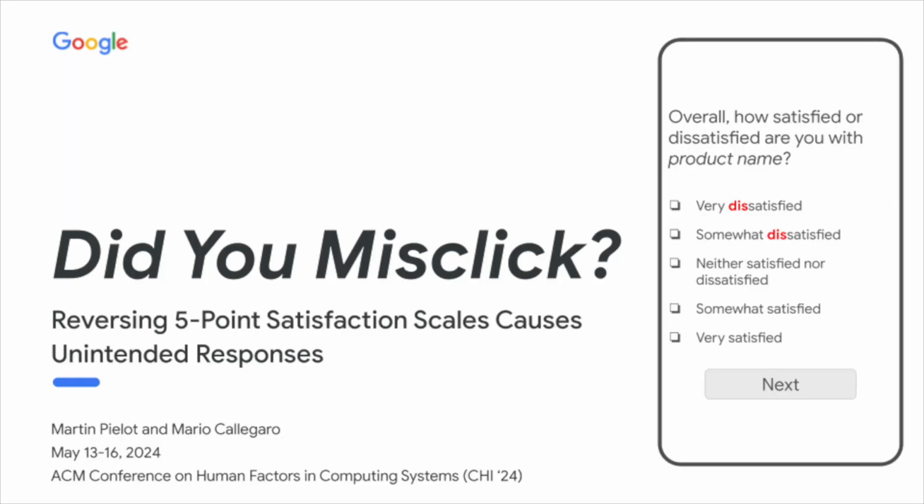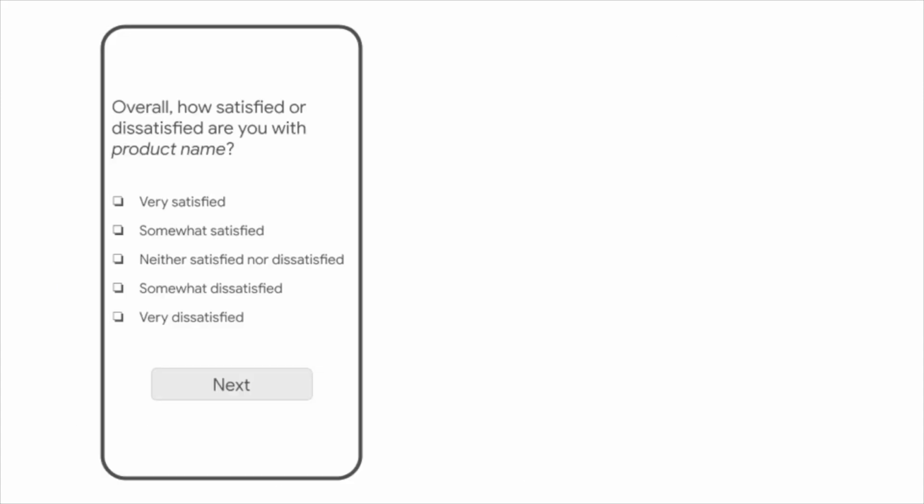Satisfaction is one of the key factors of usability. One canonical way to track satisfaction in practice is via the survey item, "Overall, how satisfied or dissatisfied are you with the product?" with the response options ranging from very satisfied to very dissatisfied.